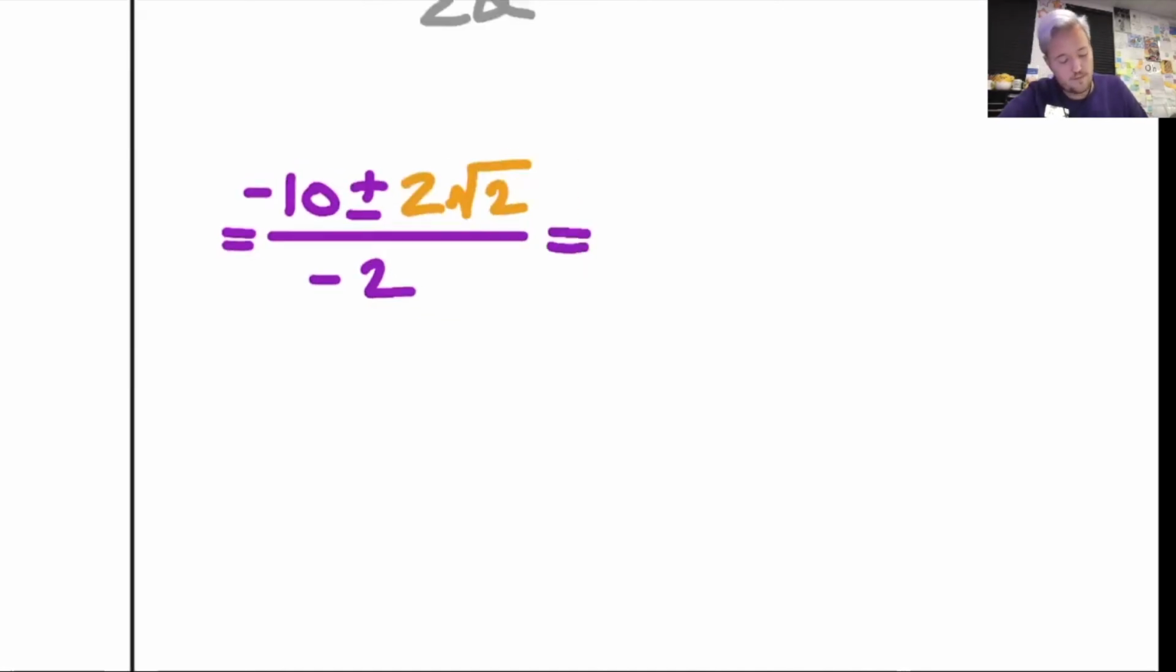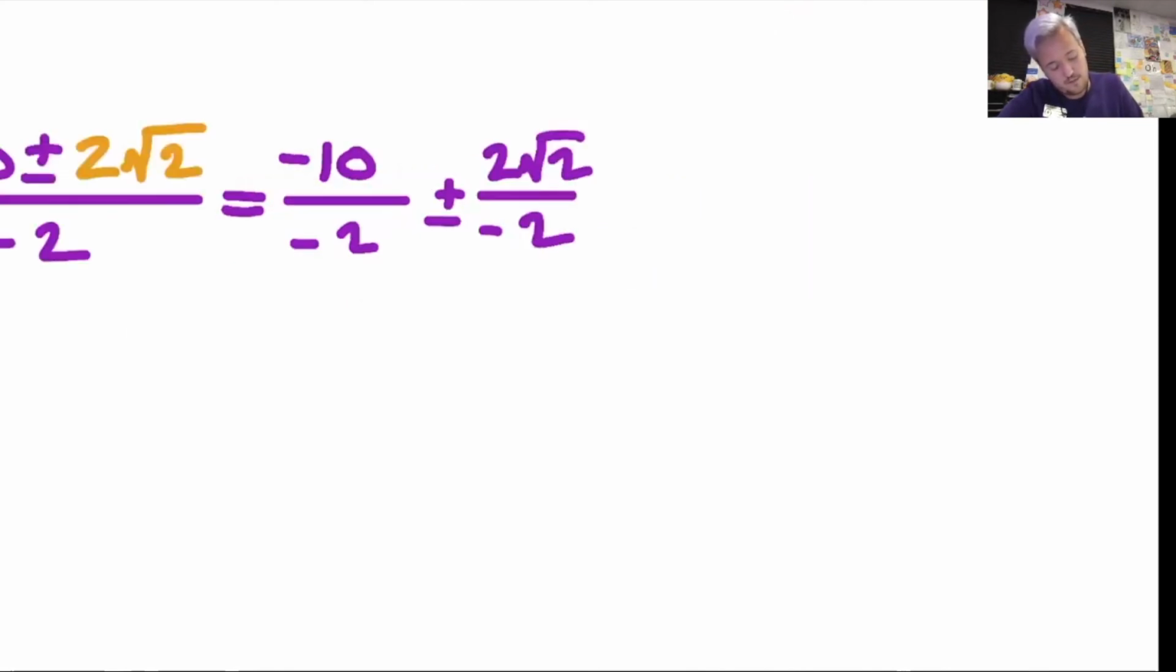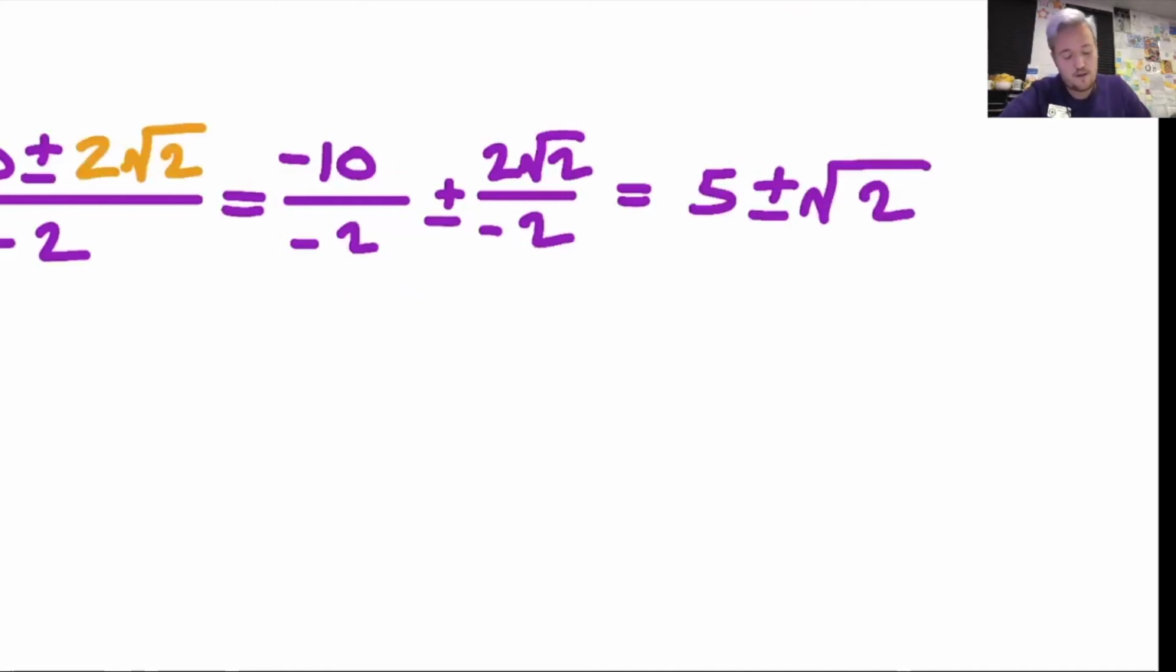All right, so once again, both of these values are divisible by the denominator, which means I can keep going. All right, so I'm going to have -10 over -2 plus or minus 2 root 2 over -2. So this is going to simplify to 5 plus or minus square root of 2. Now, here's the thing. We have a positive over a negative here, but because of the plus or minus, it accounts for both, so you don't even have to worry about it.